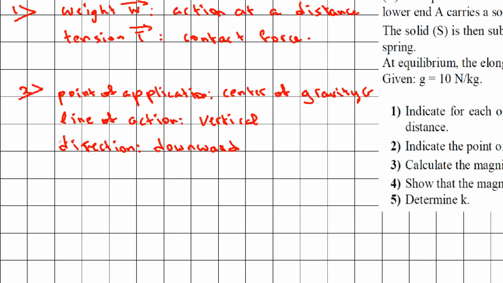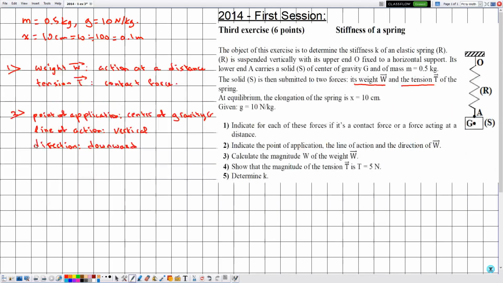Here just a side remark: whenever we are listing the properties of a particular force, we need to list them in this order, starting from the point of application, the line of action, then the direction, then the magnitude.